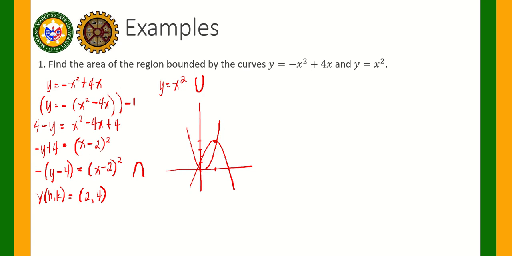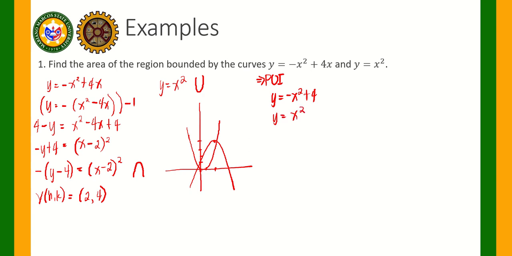Okay. Now, how do we know kung ano yung gagamitin natin na limits? Okay, so yung point of intersection, we are going to compute for the point of intersection. We are going to solve for that. So, how do we do that? Consider natin yung dalawang equation natin. We have y is equal to negative x squared plus 4x and y is equal to x squared.